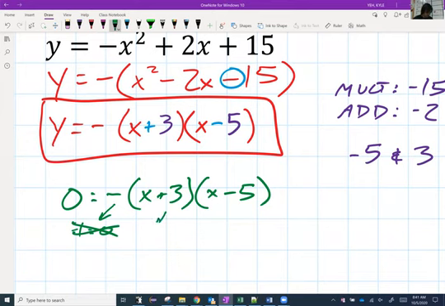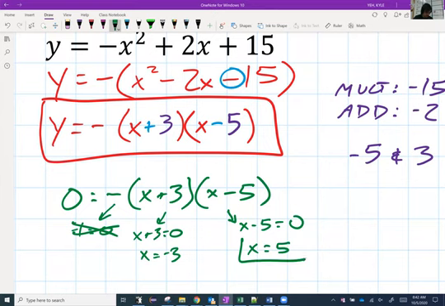Is there any way I can make x plus 3 equal to 0? Well, yeah, if I subtract the 3 on both sides, x equals negative 3. And is there any way I can make that x minus 5 equal to 0? Same thing, I'm just going to add the 5 on both sides. And it looks like this is another one that has two solutions. x equals negative 3, x equals 5.